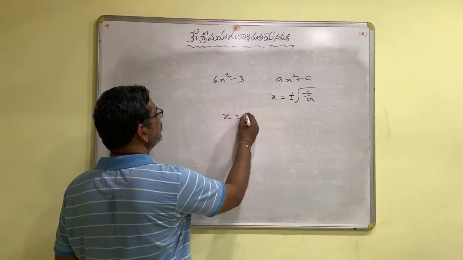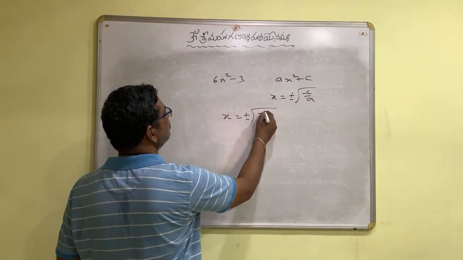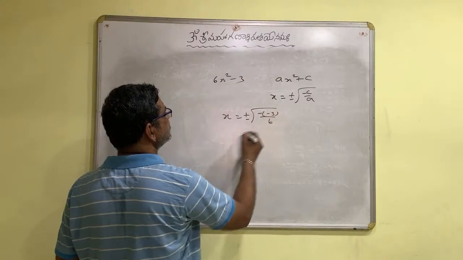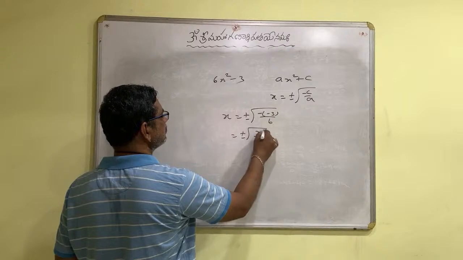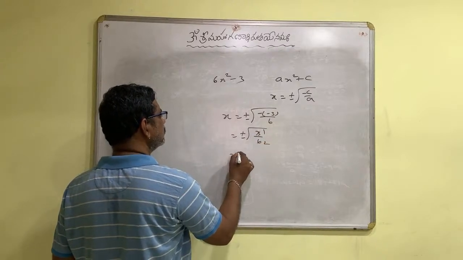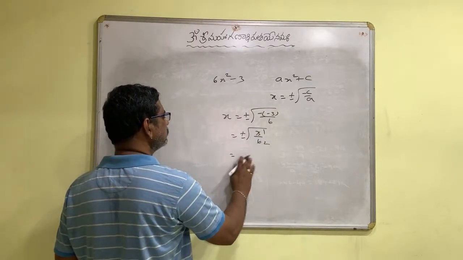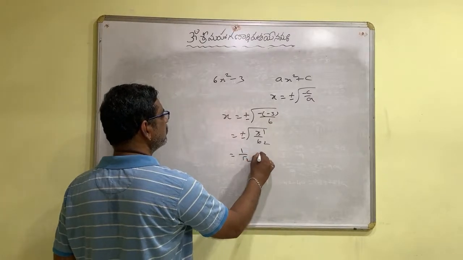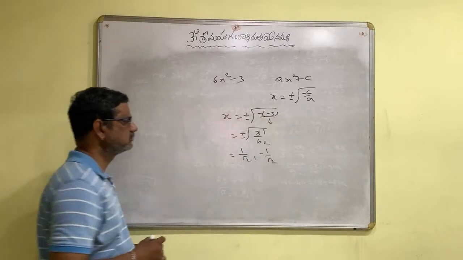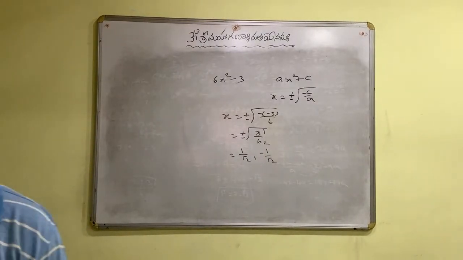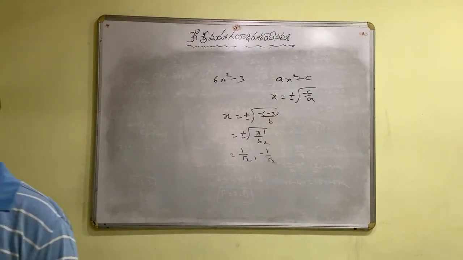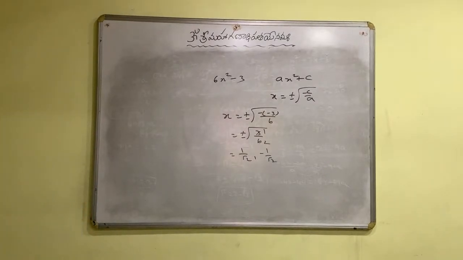So x is equal to plus or minus root of minus of minus 3 by 6. 3 by 6 is 1 by 2. So plus or minus 1 by root 2 are the zeros, not 1 by 2.